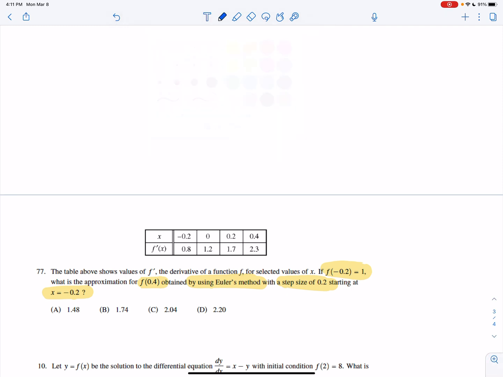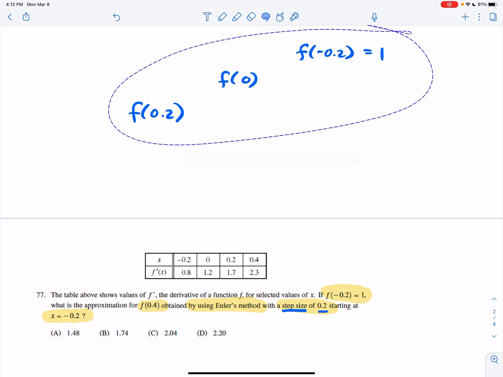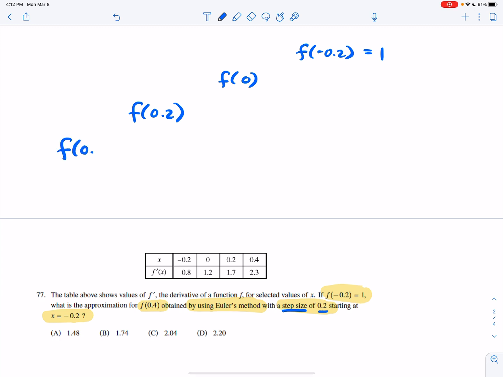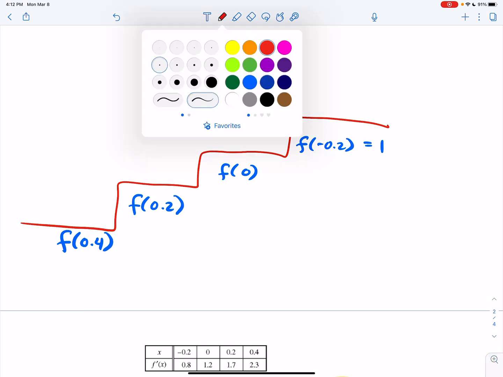You're first going to start off with what they give you. So we're starting at negative 0.2, so we're going to write f of negative 0.2 is equal to 1. We're going in increments or steps of 0.2. So if you start at negative 0.2, the next one is going to be f of 0. And if you travel another 0.2, the next one will be f of 0.2. And if you go one more, I ran out of space here. Let me scoot this over. And you want to keep traveling until you get to where you want. They're asking for f of 0.4 here. So notice how it's staggered like a step. Okay? So here we go. It takes some getting used to, but you guys will see it right away.